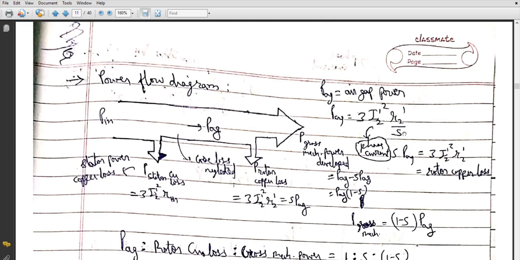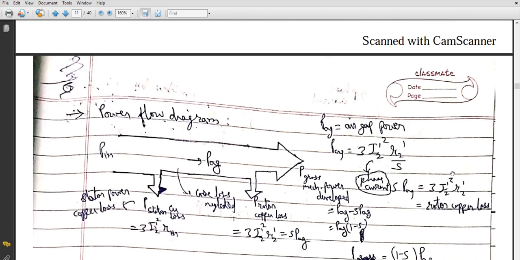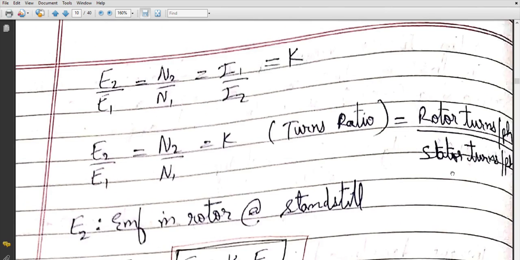So if we take this slip away and multiply it on this side, S times PAG is nothing but 3 times I2 dash whole square into R2 dash. And this right hand side, we know, is equal to your rotor copper loss. So this is the expression: S times PAG is equal to rotor copper loss. This is what we have developed previously also.